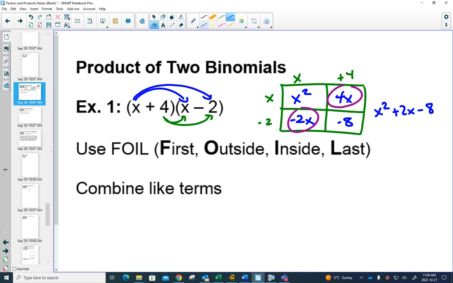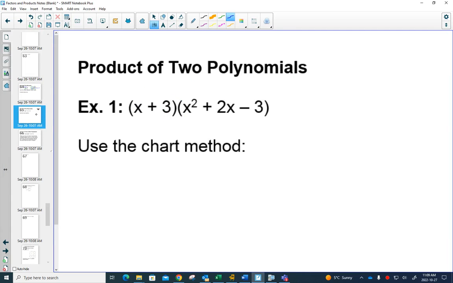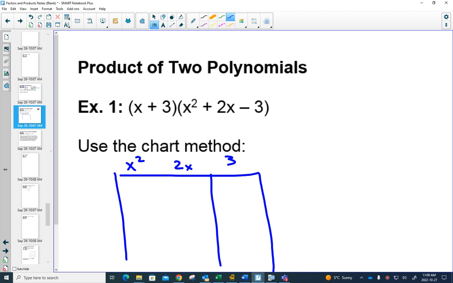But what we're going to be doing today is looking at what happens if we have not a FOIL situation. We have a binomial here and a trinomial there. Okay? We can use the same ideas that we had from FOIL. We could use the chart. So what would the chart look like here? Well, this time, can you see that you would have an X squared, a 2X, and a 3, splitting this into 3, and on the other one, an X and a 3.